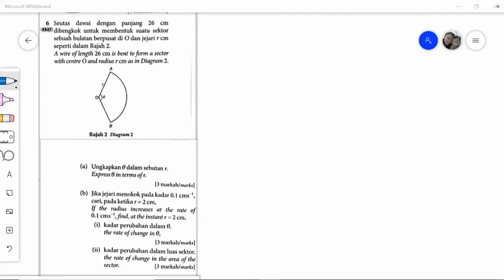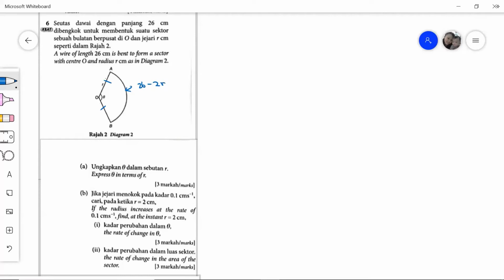So we are given a wire of length 26 cm that is bent to form a sector shown in diagram 2 with the radius r. So this is r, this is r. Therefore, the remaining will form the arc length. So the arc length is 26 minus twice of the r.